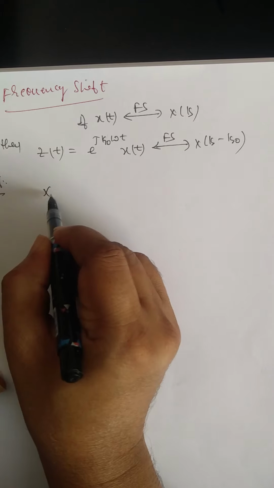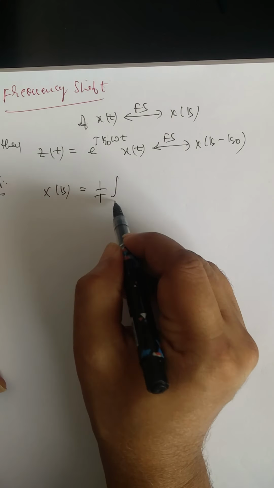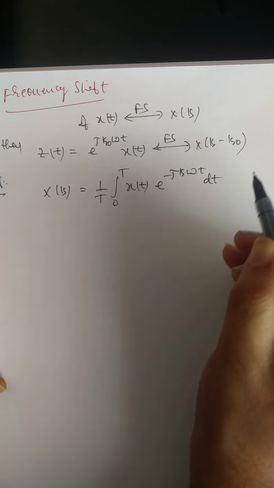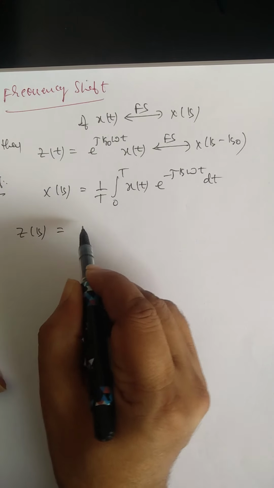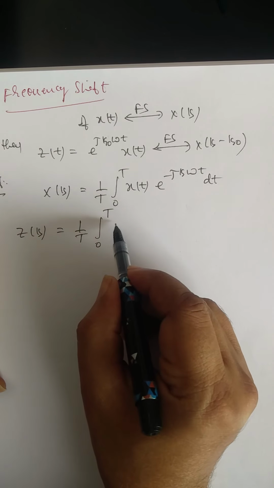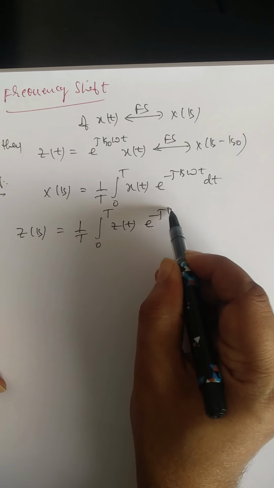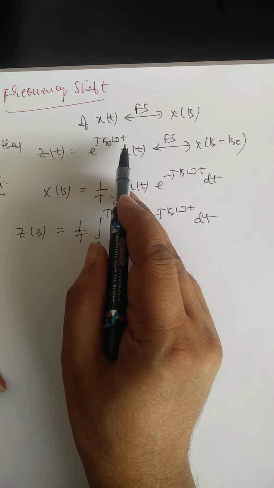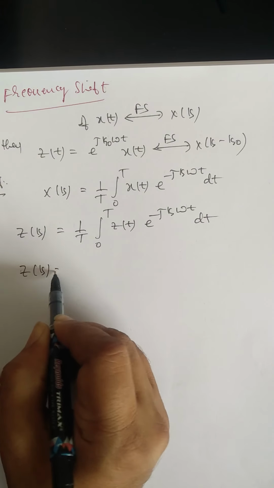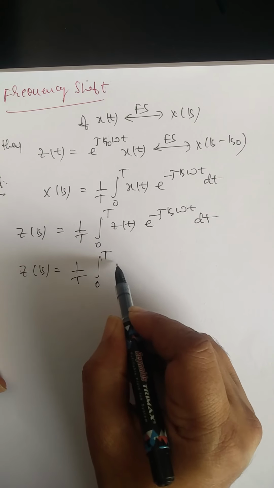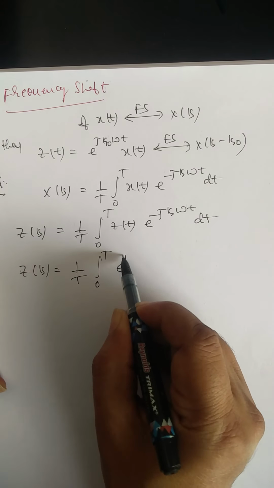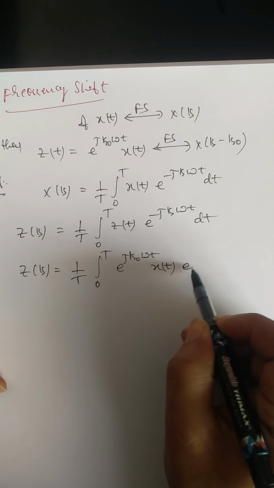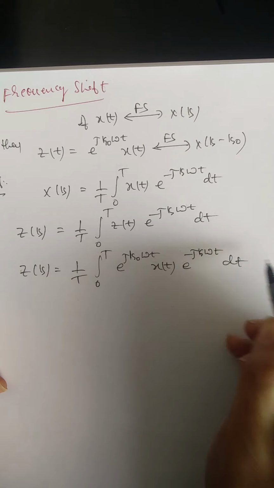We know that x of k is equal to 1 by T integral of 0 to T x of t e to the power of minus j k omega into t into dt. Then z of k is equal to 1 by T integral of 0 to T z of t e to the power of minus j k omega t into dt. What is z of t here? e to the power of j k naught omega into t into x of t. That is, z of k equals 1 by T integral of 0 to T, z of t replaced by e to the power of j k naught omega into t into x of t, e to the power of minus j k omega into t into dt.